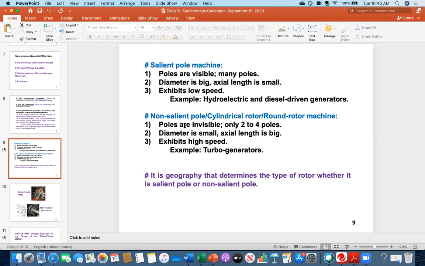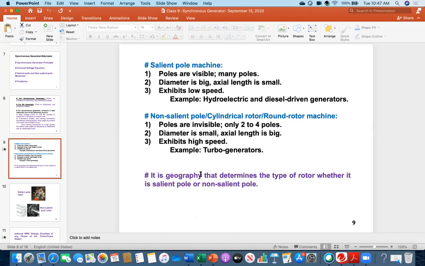And in case of non-salient pole, sometimes it is called cylindrical rotor type or round rotor type of machine. These keywords are also available in the literature or in the book. Poles are invisible, only 2 to 4 poles. Diameter is small. Axial length is big. Exhibits high speed. Example, turbo generators, which means turbine driven generators. And then I have written that point: it is the geography that determines the type of the rotor, whether it is salient pole or non-salient pole. You have to go based on the geography.